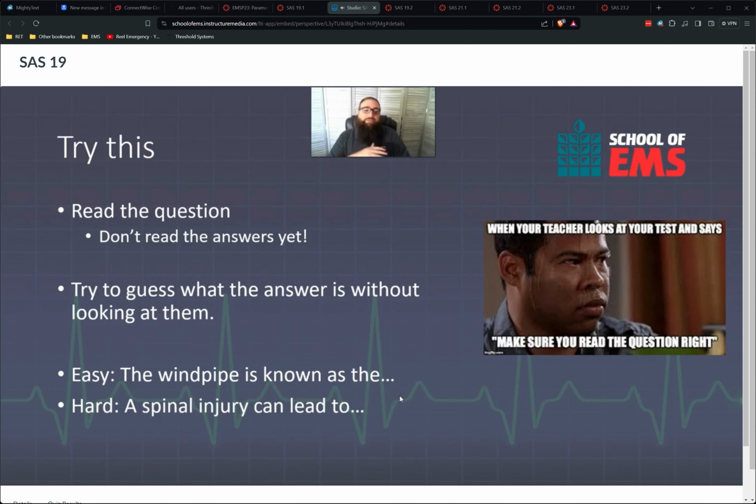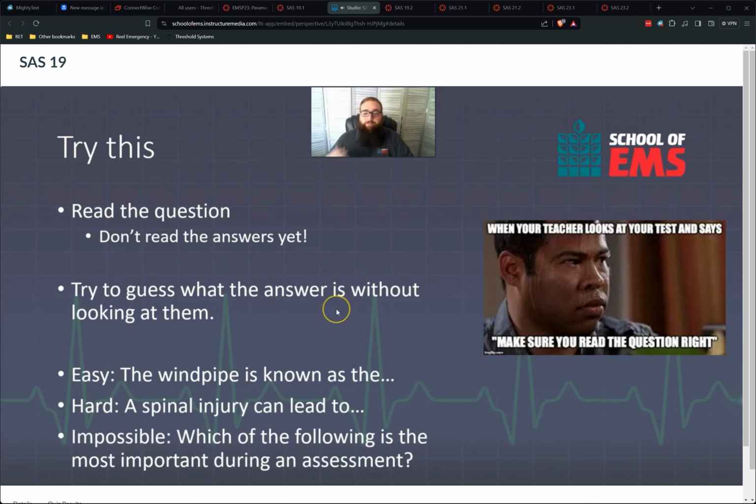Now, it gets harder if the question says a spinal injury can lead to. This might not say this. It might give you a scenario where the patient has a spinal injury, and then they ask you, what might you be most concerned with, or something along those lines. So this can be said a lot of different ways, but ultimately it boils down to, what do you expect a consequence to be of a spinal injury? Now, this could be paralysis. This could be neurogenic shock. This could be, maybe it's asking you, can lead to trauma surgery or need for transport to a trauma center. This could be an operational type question. So there's a couple different ways that this can actually go.